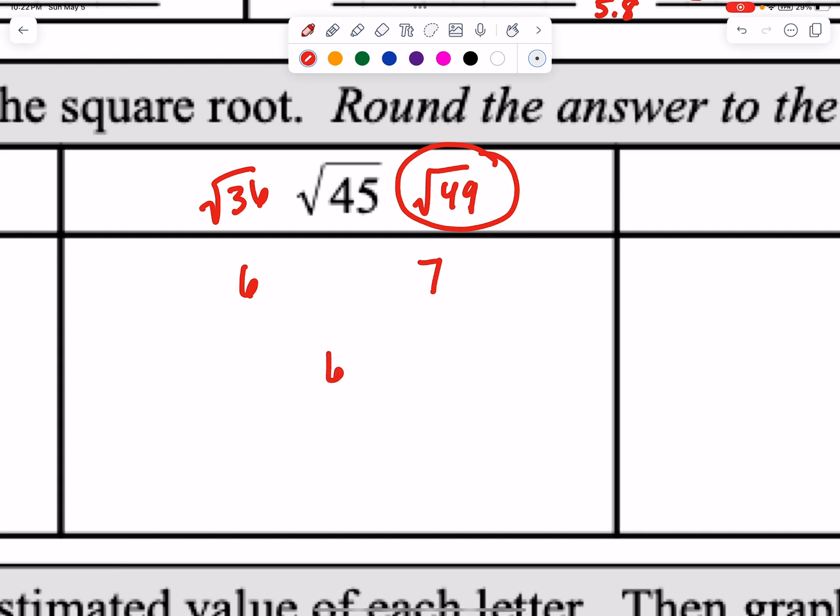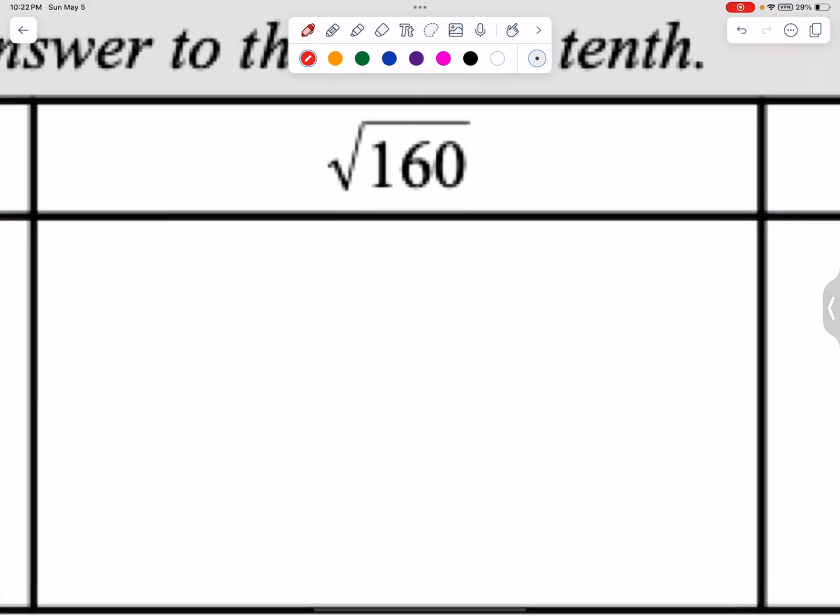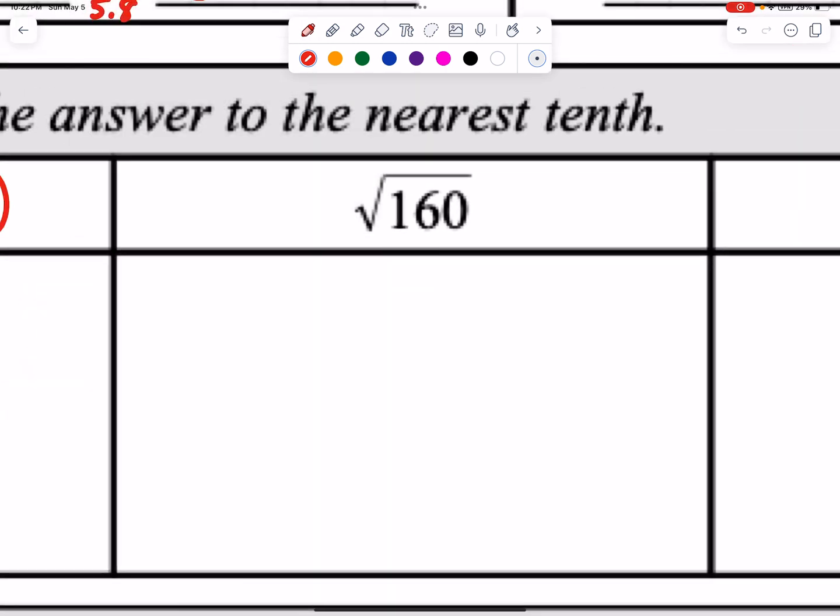Maybe we do a 6.7 is my guess. Okay, my estimate. So let's see, square root of 45. Oh man, I got that spot on. All right, square root of 160. So I know 12 times 12 is 144.